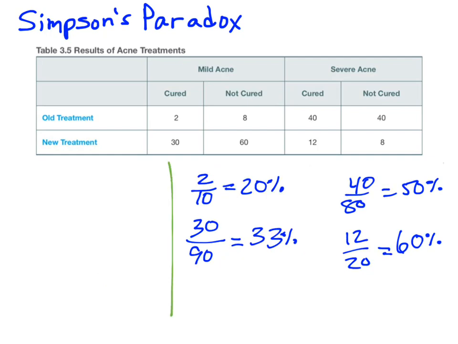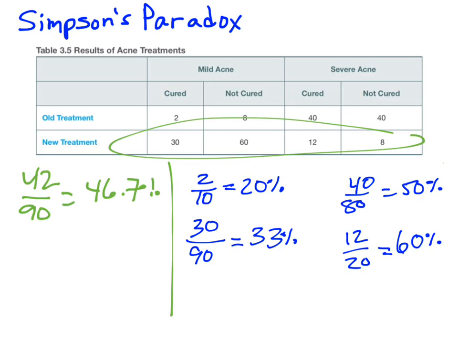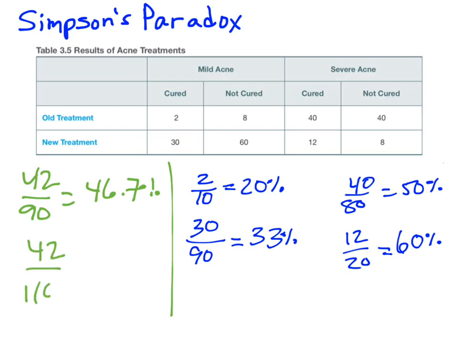So we have a total of 90 patients who received the old treatment, and out of them, 42 were cured. And that's a success rate of 46.7%. And then for the new treatment, we have a total of 110 patients, right? And 42 of them were cured. So that's 42 out of 110, and that's about 38.2%. All right, so now we're seeing a different story. Now it appears that overall, the new treatment was less successful than the old treatment.